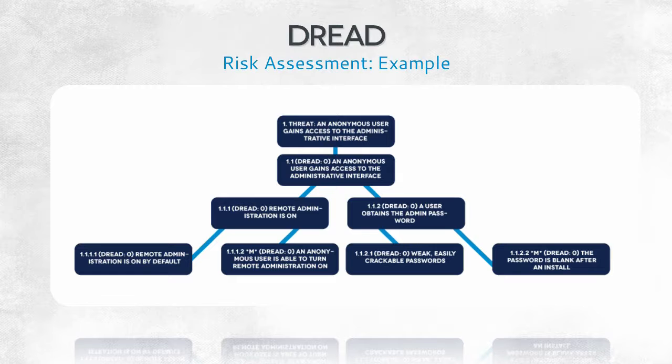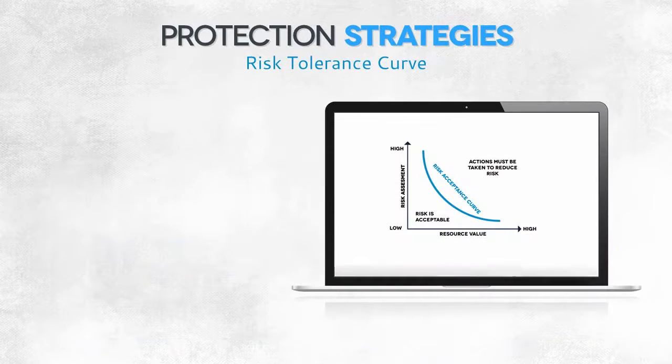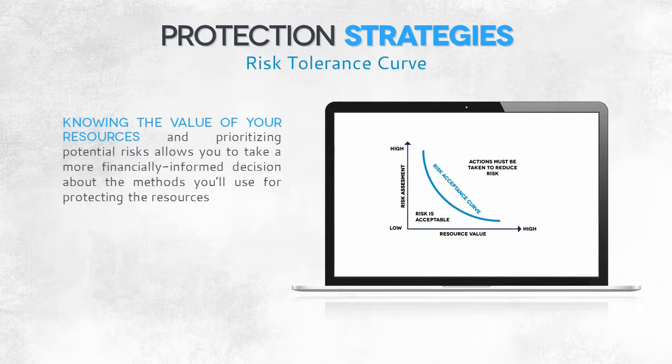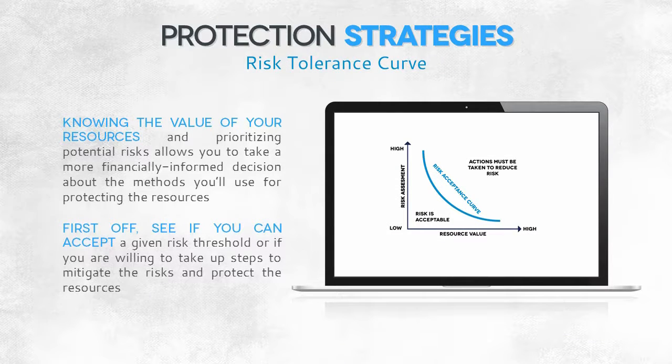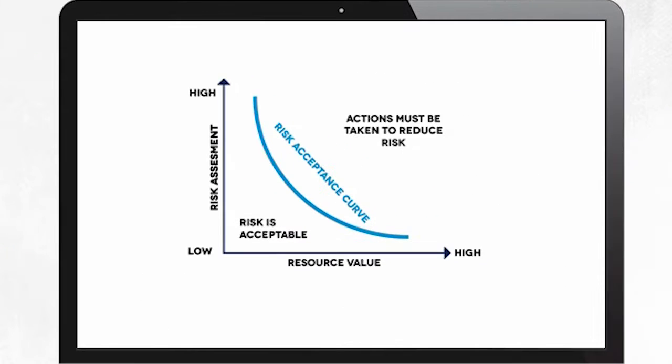The diagram helps us classify the threat in accordance with the DREAD model. After the threat has been assessed, we have to decide how to minimize it. We put the threat value on the chart, such as you can see in the slide. We put the threat value on the y-axis, and we put the resource value on the x-axis. The chart is very important because it shows the risk acceptance curve.